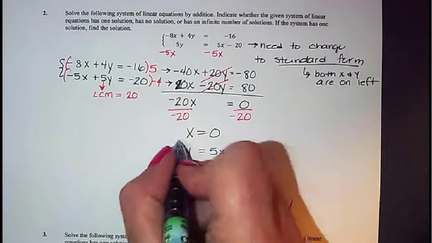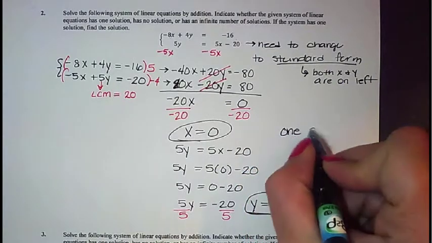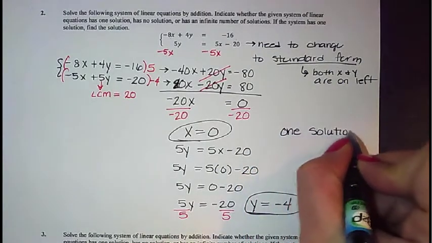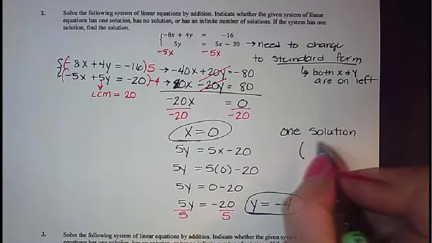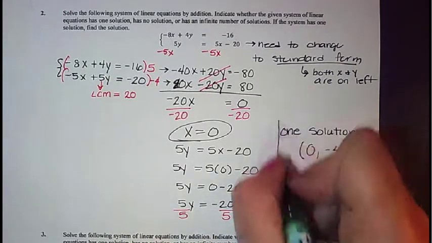So now I have my x value, I have my y value. Again, since I do have a value for both x and y, this is one solution. These two lines actually are crossing. And remember, I'm just going to do my x first. So 0, comma, negative 4, and this is my answer.